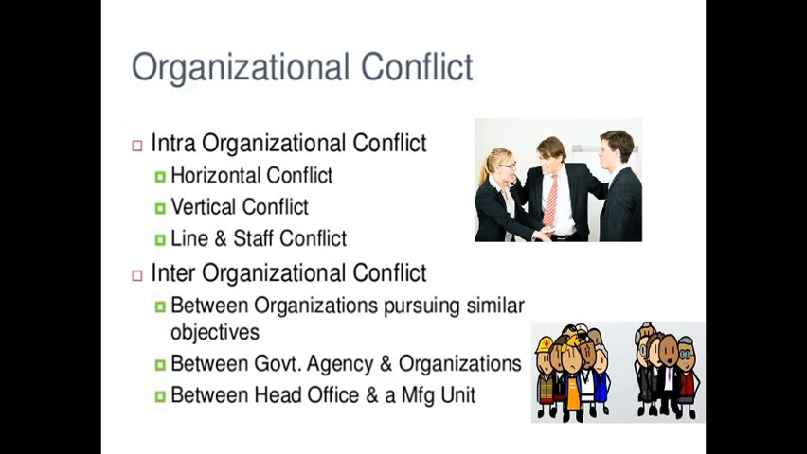So intra-organizational means horizontal, vertical, line and staff. For example, horizontal conflict means HR department versus finance department. It is a horizontal conflict between the departments. And inter-organizational conflict means between organizations pursuing similar objectives, between government agency and organizations, between head office and manufacturing unit. So these all are inter-organizational conflict.